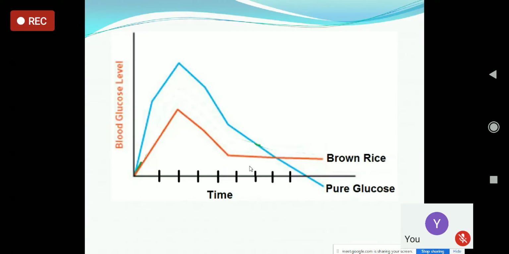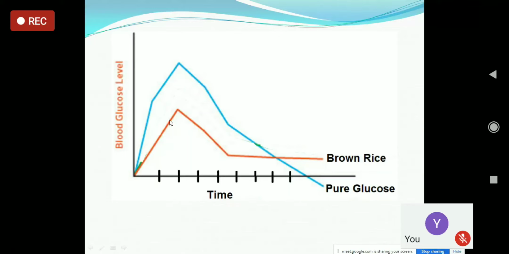In the next step, you take the same subjects and have them eat the test food, for example, a ball of brown rice. How much rice do you give? You give the amount of rice that contains 50 gram of carbohydrates, not 50 gram of brown rice, but the amount of brown rice that has 50 gram of carbohydrates. And you do the same experiment: you measure the blood glucose level every 15 minutes in those same individuals, and you make this graph.